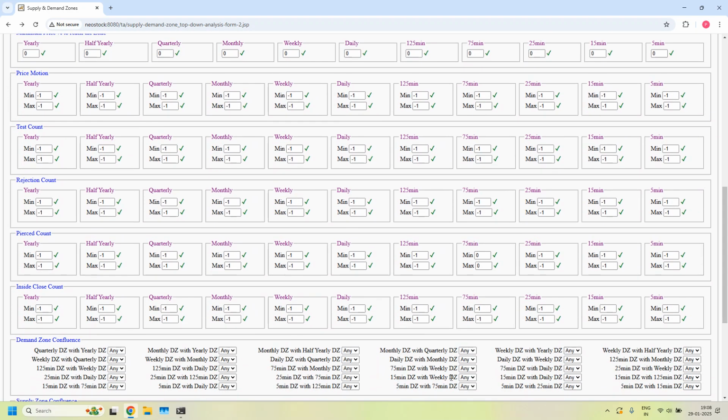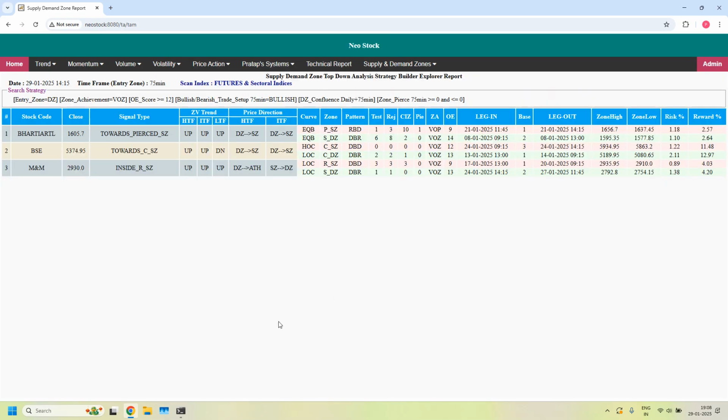So in the demand zone confluence, I am enabling the filter 75 minutes demand zone with daily demand zone confluence. With this filter, out of 3, we got all the 3 stocks. That means all the 3 stocks, these 75 minute zones are overlapped with daily demand zones. And the daily trend is up, ITF trend.